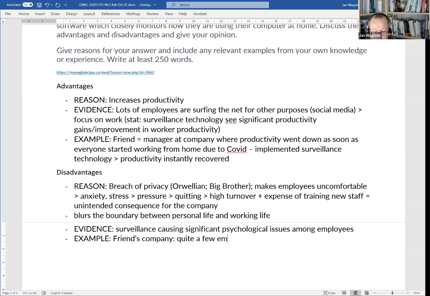Quite a few employees quit. Let's say several employees quit. Probably wasn't quite a few, because people need to work and they'll put up with a lot, right? Several employees quit. And it was expensive to replace them. Good enough. We don't need more than this.